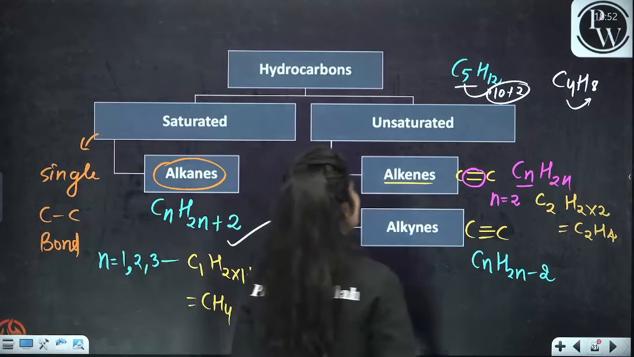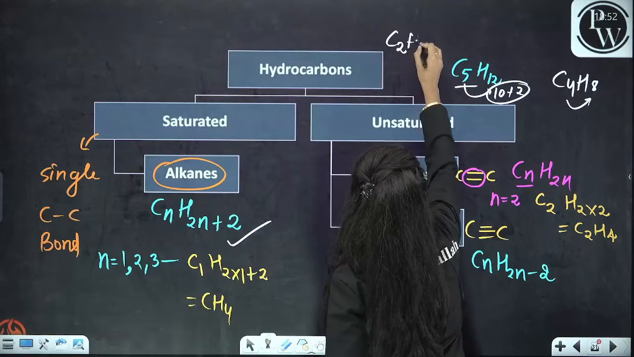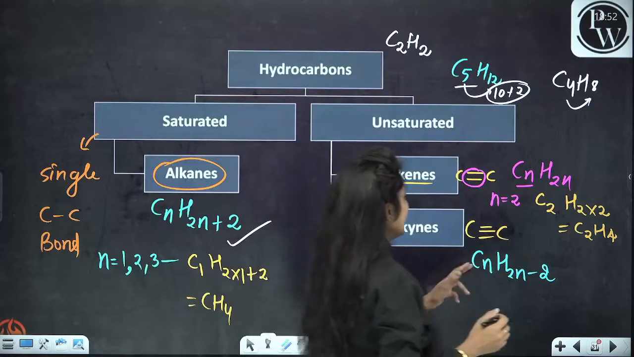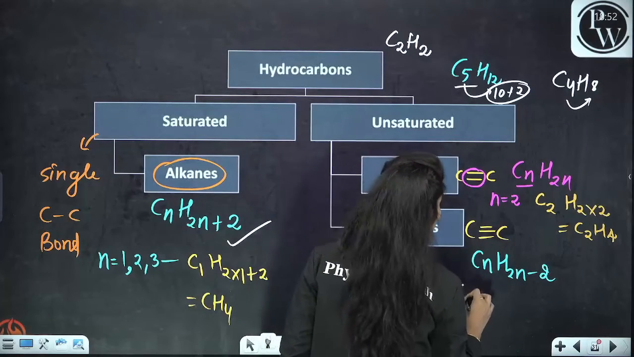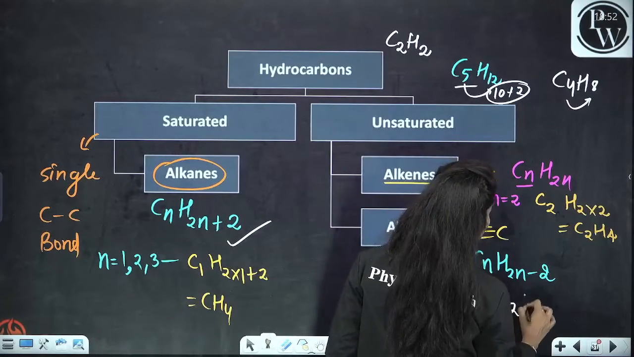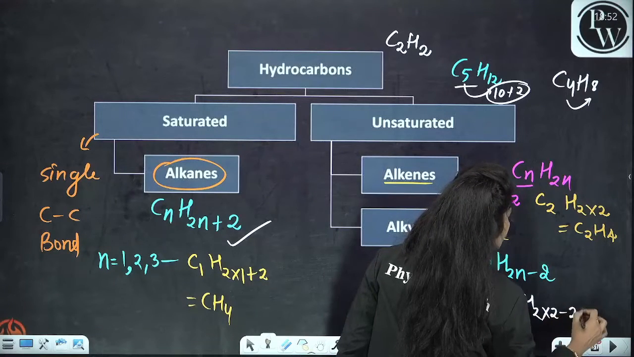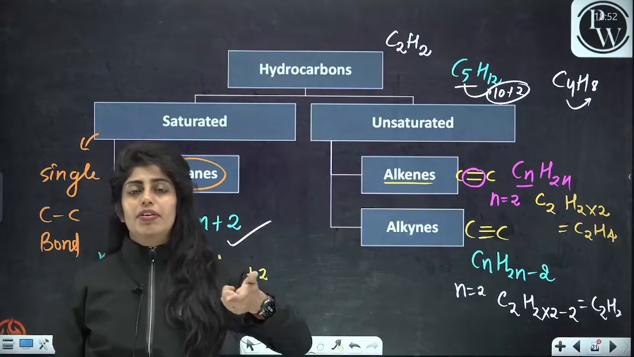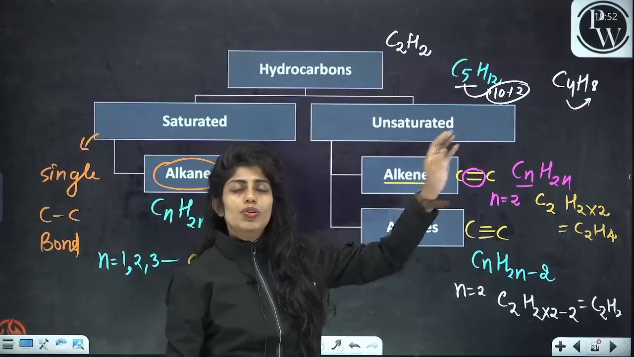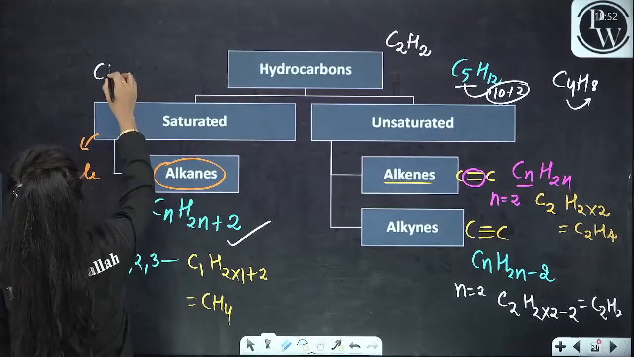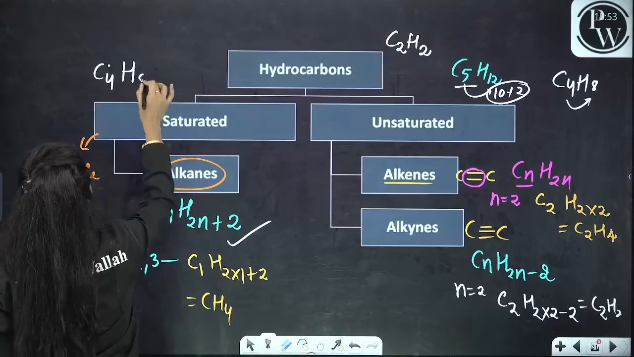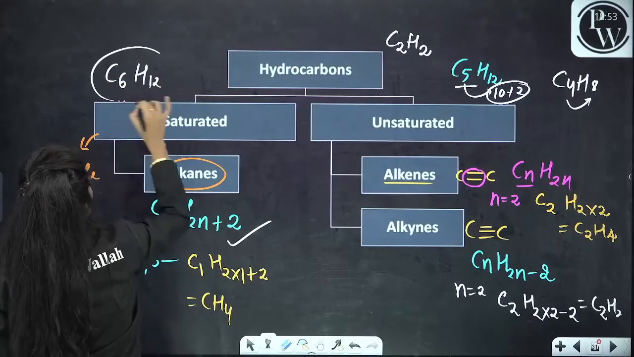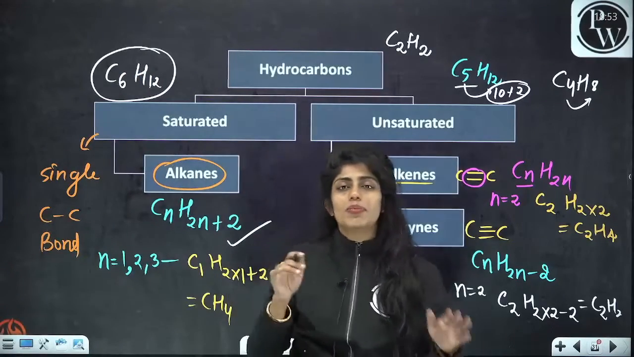If I write C2H2, what can that be? I will write here n equal to 2. Let's make it 2 into 2 minus 2, which is C2H2. Equal number, right? 2 into 2 minus 2 gives 2. Then it can be C4H8, it can be, okay, that's already done, C6H12. What is it? Do let me know in the comments.